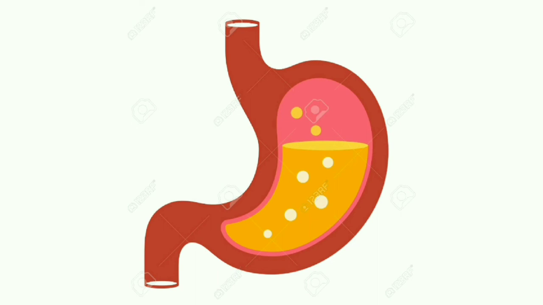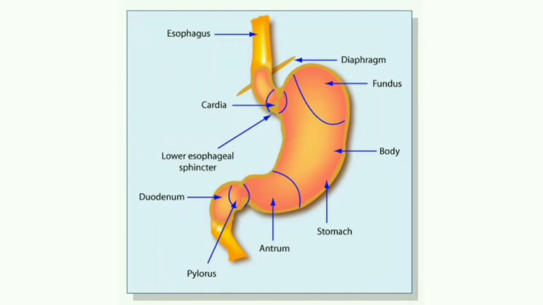Eating fruits and vegetables also helps in the proper functioning of the stomach. It is an internal organ. The stomach is part of the digestive system.